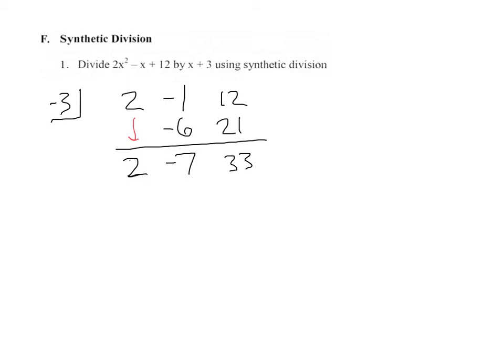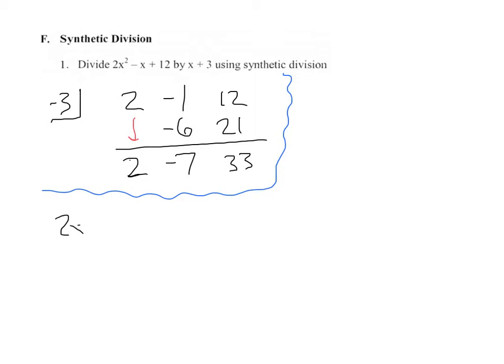And right now it just kind of looks like a bunch of numbers, no meaning to it. But here's where it kind of comes into play. Just like we did with long division, I can take this and write out an answer now. I can say that I took 2x squared minus x plus 12, I divided by x plus 3, and I actually have an answer. So I think the first thing I'm going to do is show you what this would look like in fraction form.